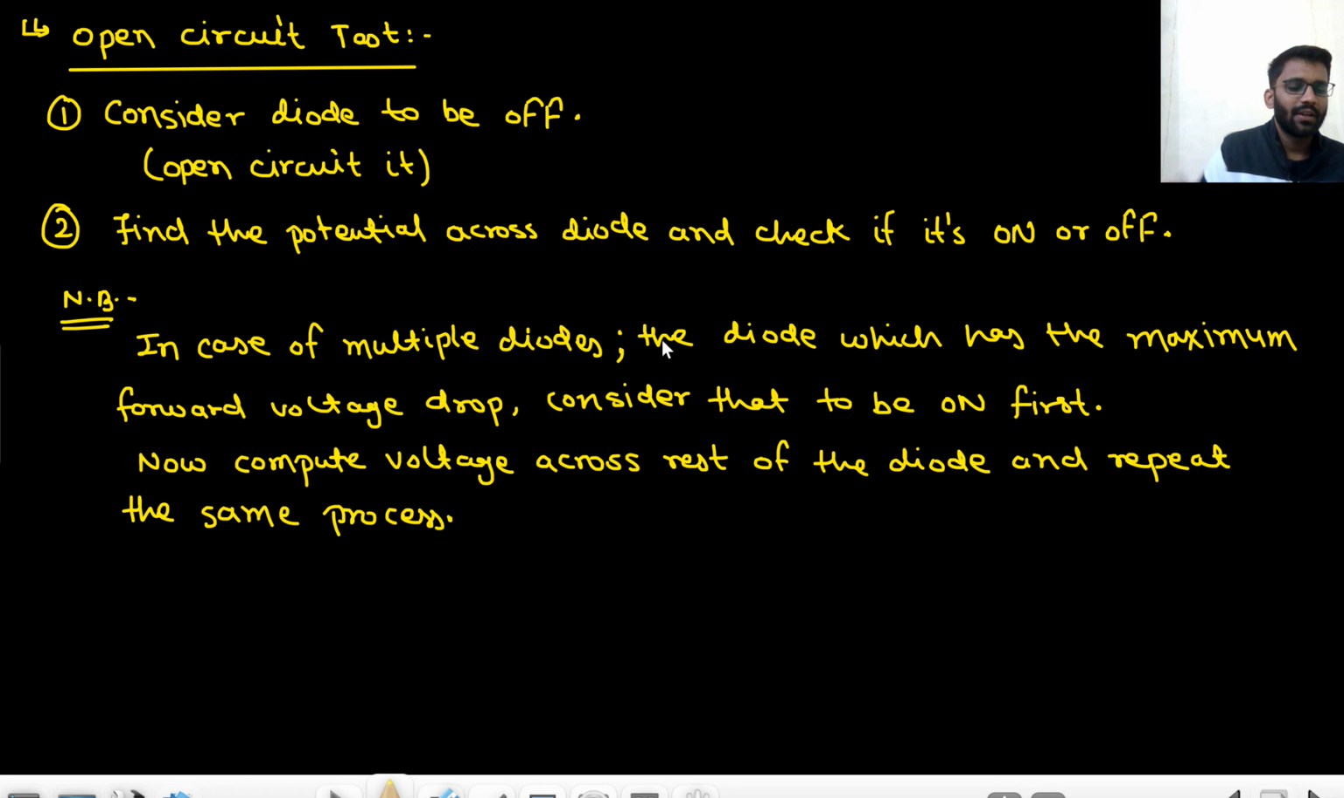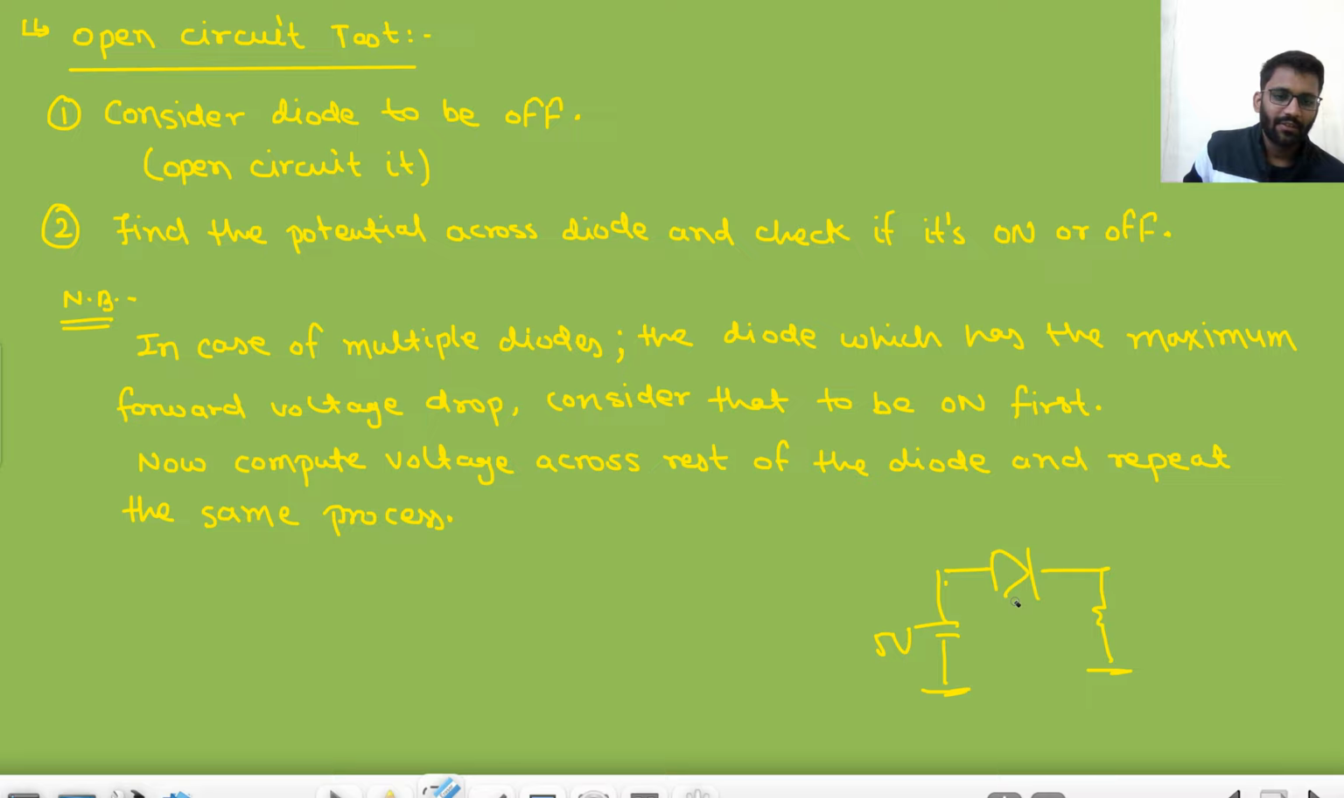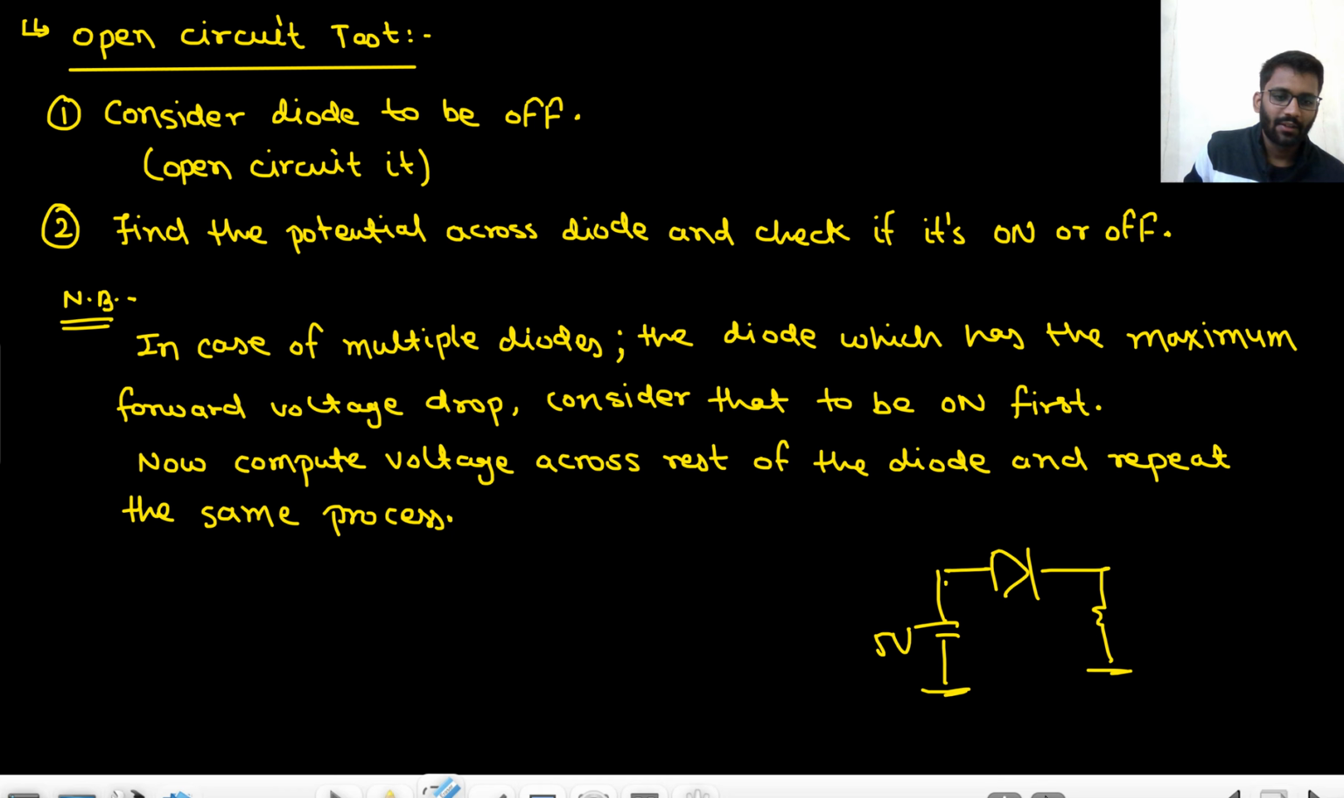Let's just take this example, and this is a 5 volt battery. I will consider this diode to be off. That means I will replace this diode with the open circuit, in my mind. Now from here, what is the potential coming? 5 volt. From here, what is the potential coming? Because there is no current, it is 0 volt. So at the P side I am having 5, at the N side I am having 0. That means this diode will be on. Got my point? So here the diode is on. So this is how I need to check.